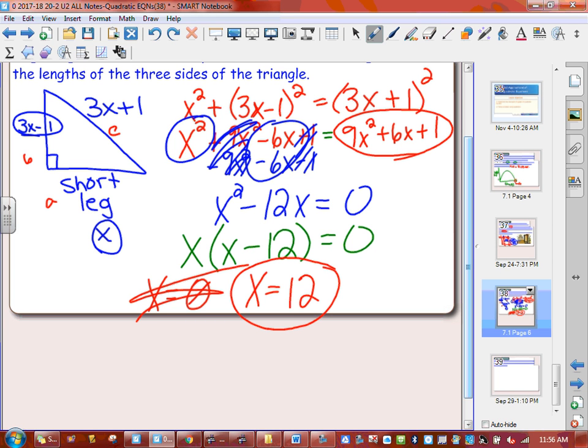So now we go over to our triangle and say, okay, x is 12. This guy here is 12 centimeters. Then we go over to this guy here: 3 times 12 minus 1 gives us 35. And this one's 3 times 12 plus 1 to give us 37. So our sides are 12, 35, and 37. Okay?